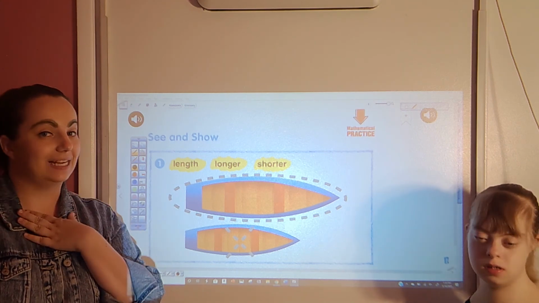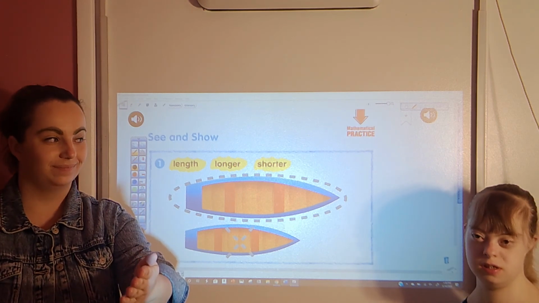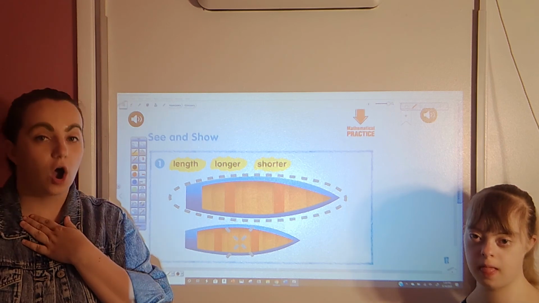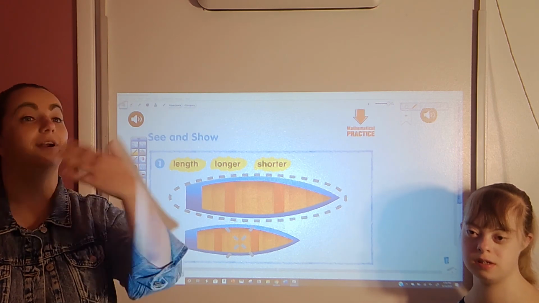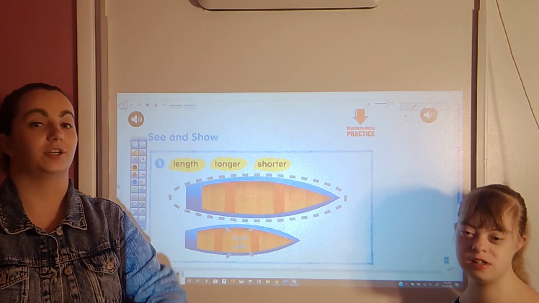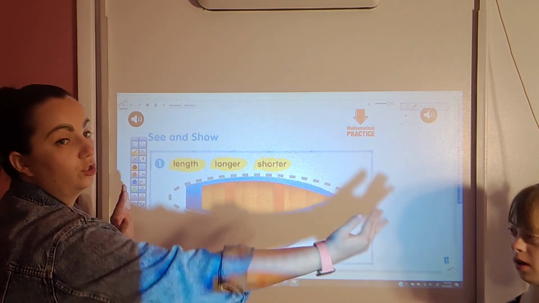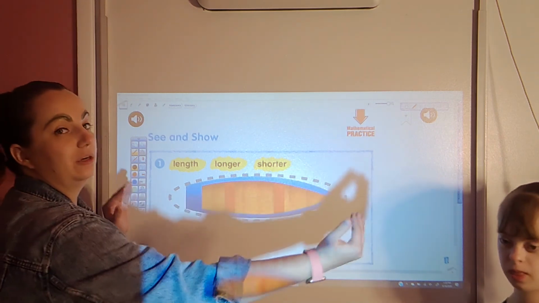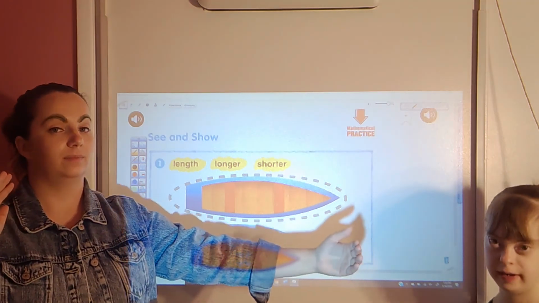I'm going to say longer, and I'm going to point to you to say longer. Here we go. Longer. Longer. Good. When something has more length to it, a greater, bigger measurement of length, it's longer.